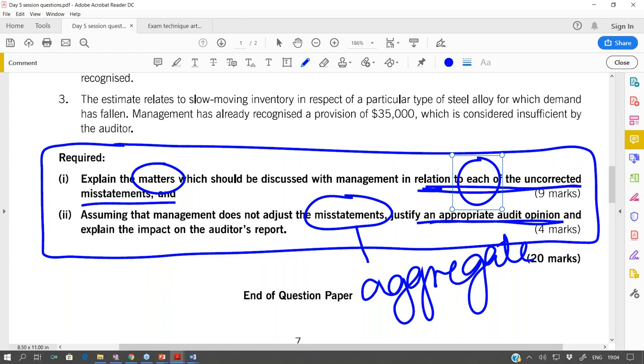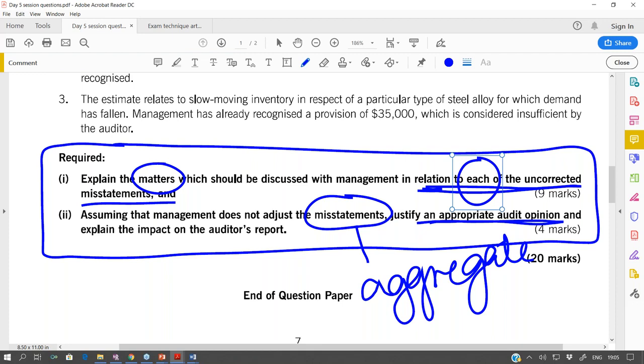In the above situation, will we be telling the opinion for each individually in the 9 marks? First, we will be telling the opinion for each. Then we will tell for aggregate. For aggregate, what should be the opinion? Normally, in a reporting question, we do individual misstatements, and for every individual misstatement, we tell what should be the opinion. Then we tell aggregate misstatements, and for aggregate misstatement, we tell what should be one opinion.